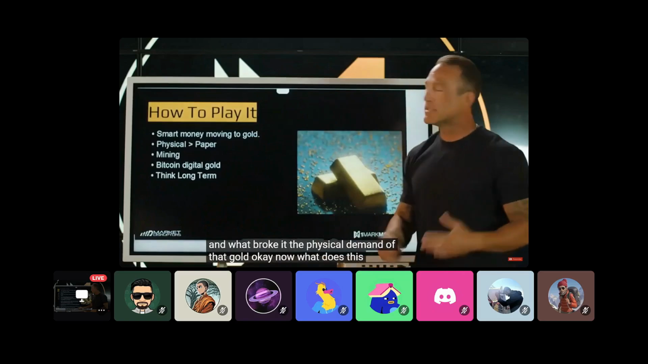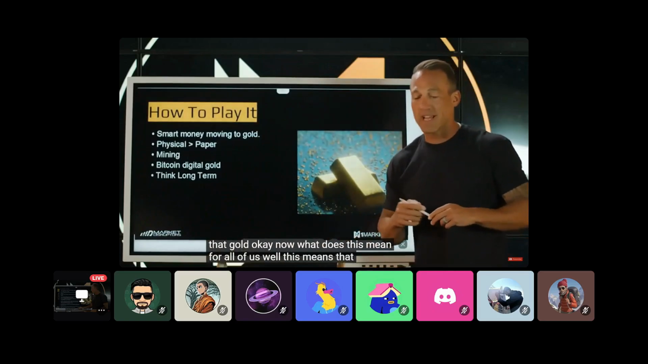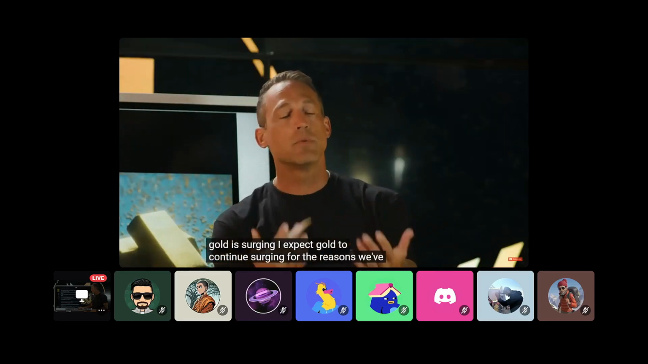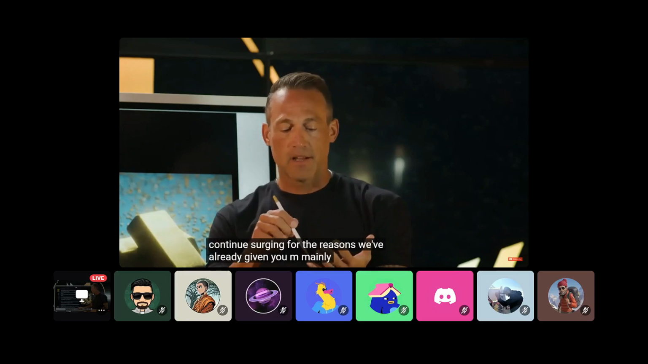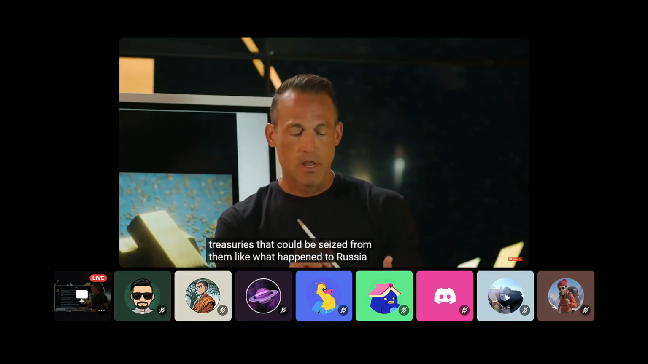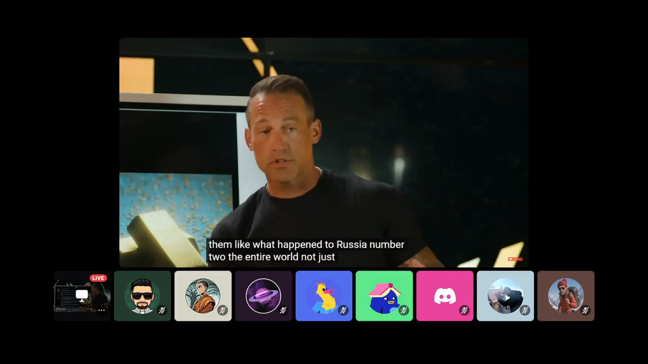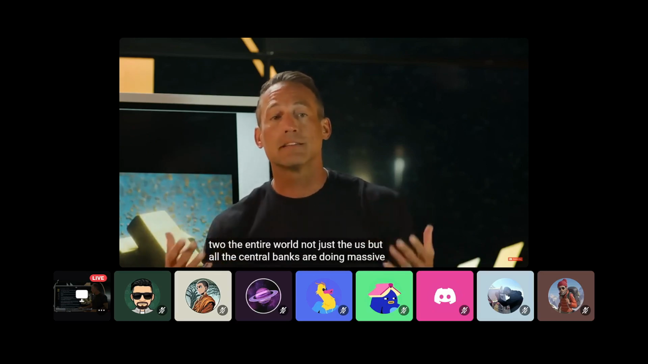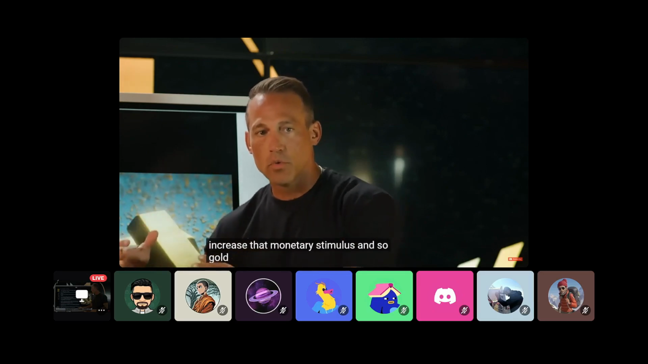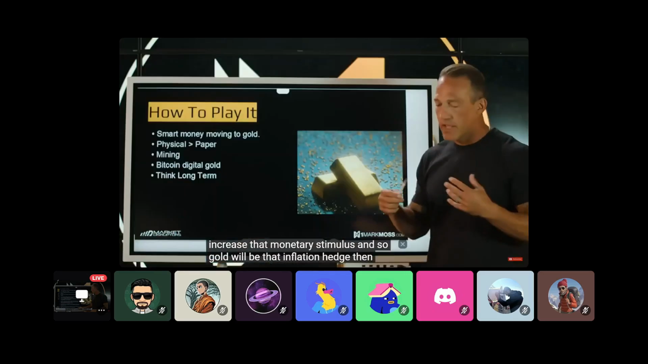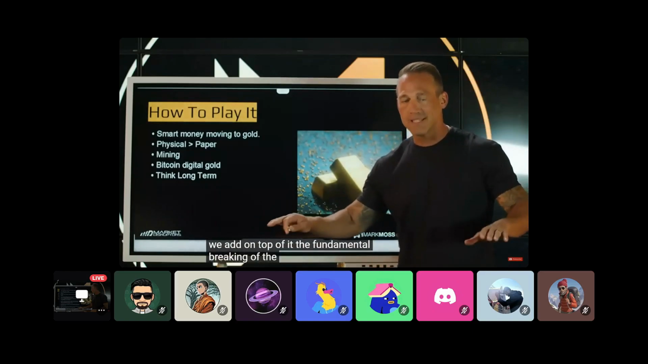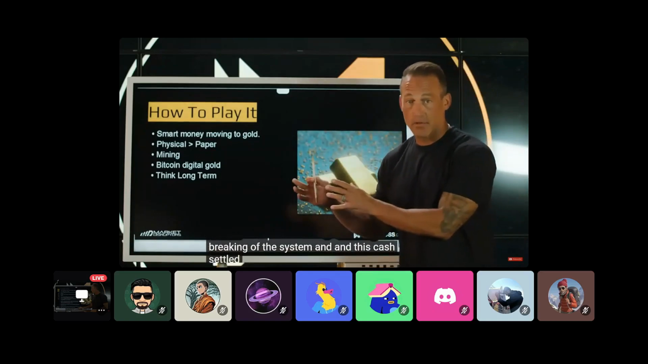Okay, now what does this mean for all of us? Well, this means that gold is surging. I expect gold to continue surging for the reasons we've already given you. Mainly, governments don't want to hold U.S. treasuries that could be seized from them, like what happened to Russia. Number two, the entire world, not just the U.S., but all the central banks are doing massive monetary stimulus and will continue to increase that monetary stimulus, and so gold will be that inflation hedge. Then we add on top of it the fundamental breaking of the system and this cash-settled market doing that.